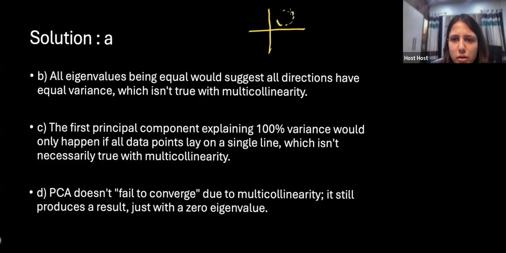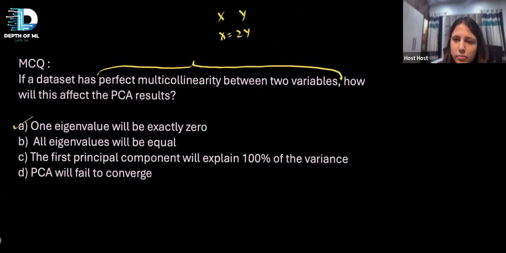Say a perfect circle, of radius 1, right? Then in both directions your variance is equal. Make sense? And hence the eigenvalues will be equal in that case. So whenever your variance towards both sides is completely equal, only then will your eigenvalues be equal. In this case, it will not be equal.